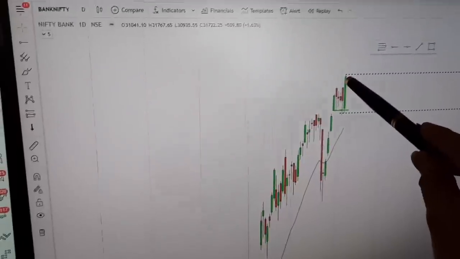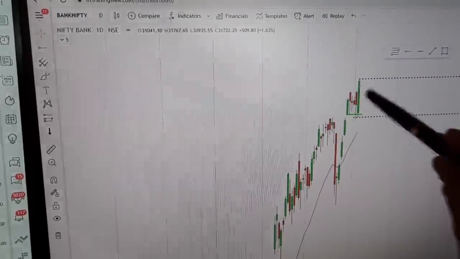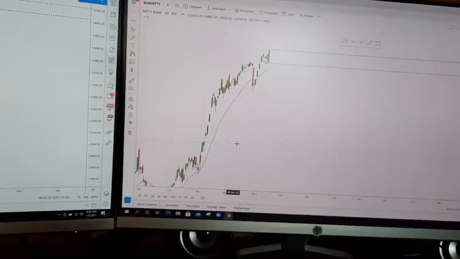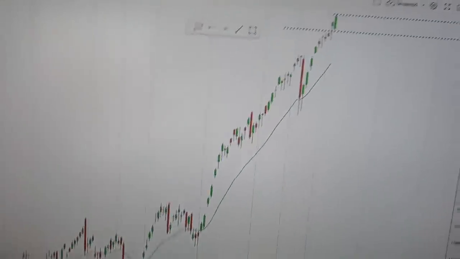Same in Bank Nifty. You can see that this is the Bank Nifty chart. In Bank Nifty also, you can see that we are almost at a 52 week high. Yesterday we touched a 52 week high, strong uptrend. Does it mean that I'm going to buy immediately as the market opens because we are in a bull market? No. Day trading doesn't mean that the moment the market opens you should start buying because we are in a bull market. You have to do the analysis.